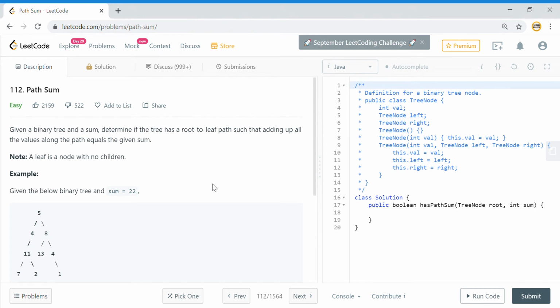So today we need to find the path sum. It means that we are given a binary tree and we are given some sum, and we need to check whether we have a path which will give me that target sum.